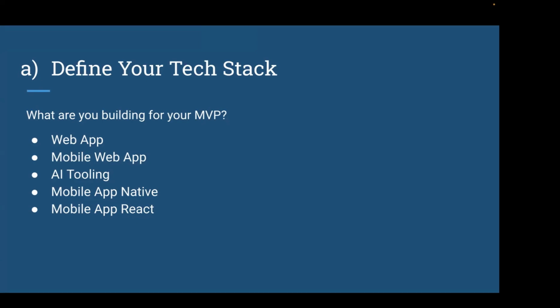And then once you have that, you say, okay, will it be a web application? Will it be a mobile web application? Will it be a mobile app? Will it be native or React? And we're going to go through a little bit more about that. Mobile web app means that you go on your browser on your mobile and you see the app there. But even building a mobile app compared to a website is a different language, a different way of building applications.